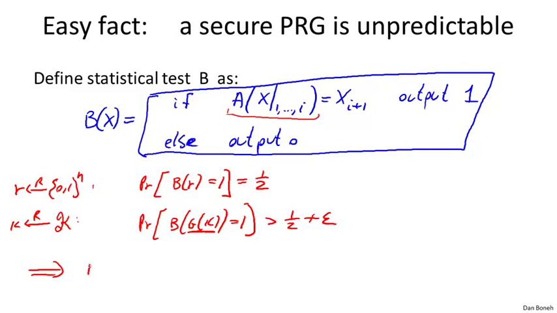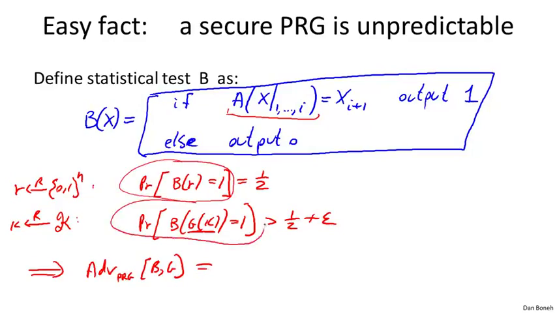And basically what this means is if we look at the advantage of our statistical test over the generator G, it's basically the difference between this quantity and that quantity. And the difference between the two, you can see, is clearly greater than epsilon. So what this means is that if algorithm A is able to predict the next bit with advantage epsilon, then algorithm B is able to distinguish the output of the generator with advantage epsilon. Okay, so if A is a good predictor, B is a good statistical test that breaks the generator.